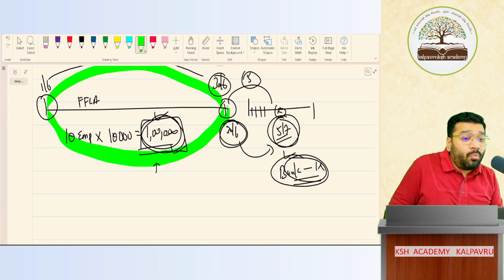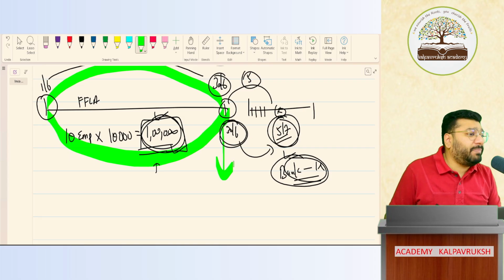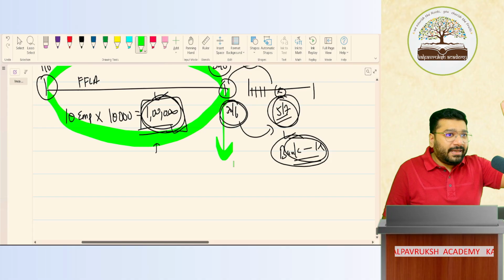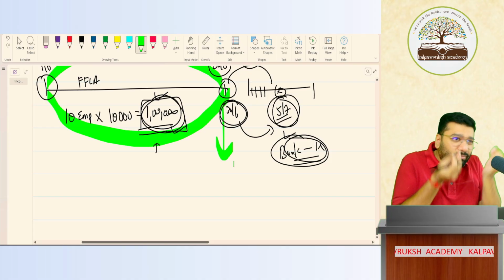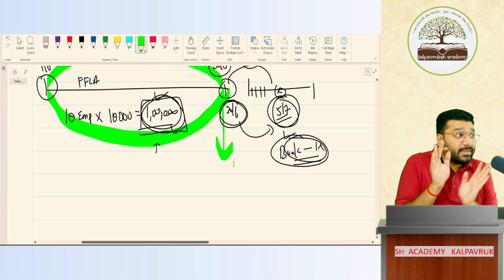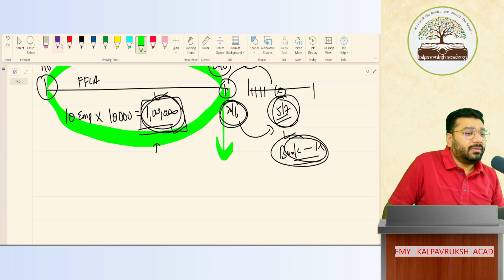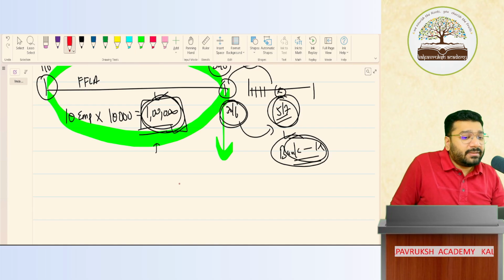But the problem is, what entry should I pass? It's outstanding. Repeat it, outstanding. Now, you don't know the entry. I've not taught you the entry also, because entry will come only after 3-4 classes. But I'm putting the entry for your understanding. Just on 30 June, you know what entry I'll pass? Salary expenditure, I will debit.